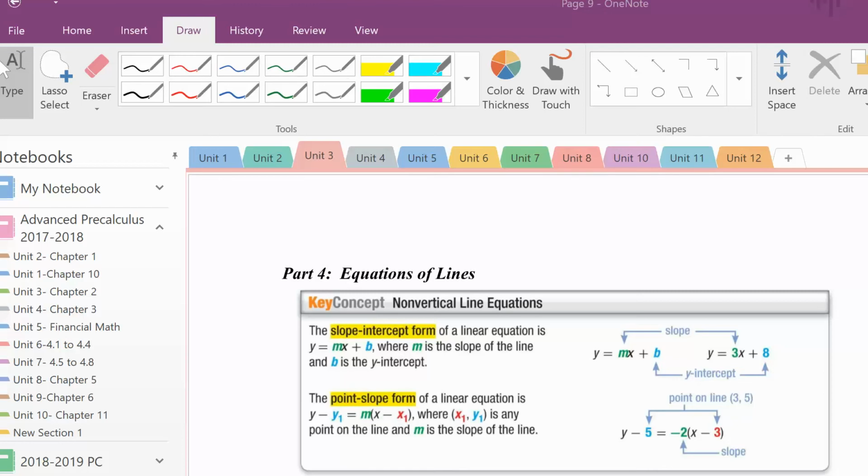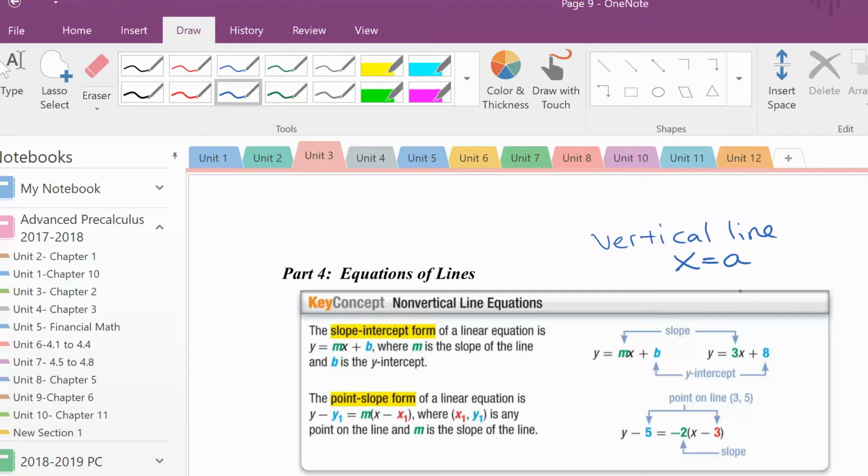All right, so welcome to Unit 3, Part 4. We'll start talking about equations of a line. So in order to write non-vertical line equations, because remember, if it's a vertical line, it's just x equals the x-intercept. So x equals whatever the x-intercept is.